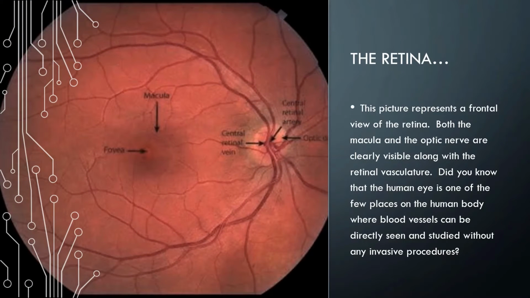So here we are looking at a photograph basically of the human retina. And the way we're seeing this is as if we're looking through the person's pupil directly at the back wall of the eye. So we have a frontal view, if you will, of the retina.